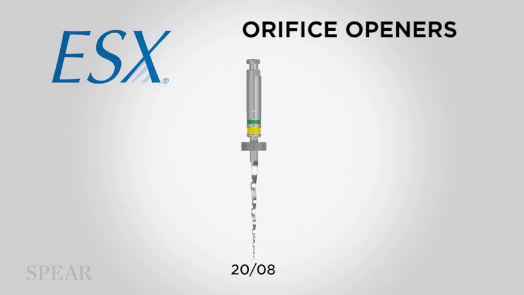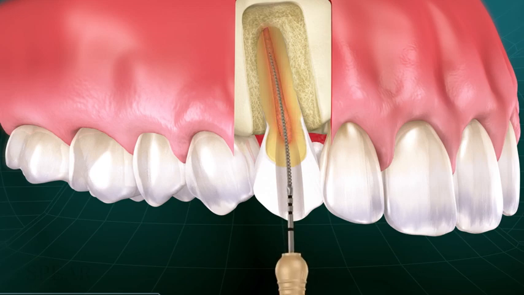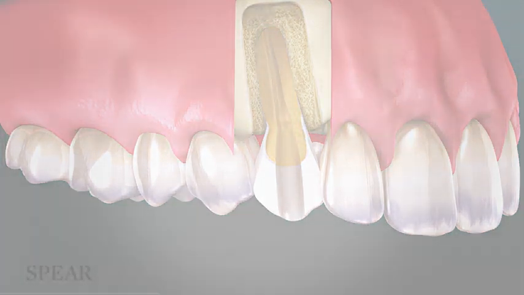And for that, I use this system, part of the ESX, which we discussed in our instrumentation video. The orifice opener, which is a size 20-08, has a tip that allows you to go in, and the 08 taper allows you to get a little bit of opening, because you need to have that coronal opening in the coronal 1/3 to 1/2 of the root in order to be able to explore and get down to the apex better.